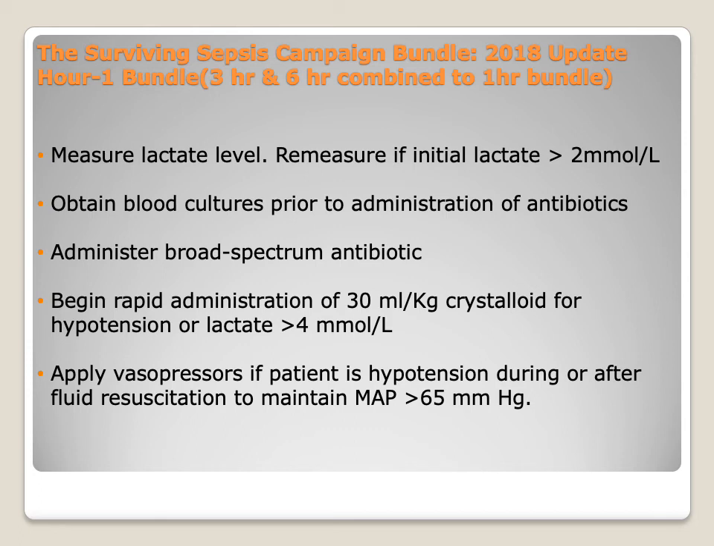Number 1, measure the lactate level. Remeasure if initial lactate is more than 2. Number 2, obtain blood cultures prior to administration of antibiotics. Number 3, administer broad-spectrum antibiotics. Number 4, begin rapid administration of 30 mL per kg crystalloid for hypotension or lactate more than 4. Number 5, apply vasopressors if patient is hypotensive during or after fluid resuscitation to maintain MAP more than 65.